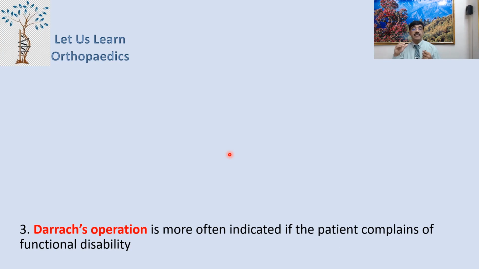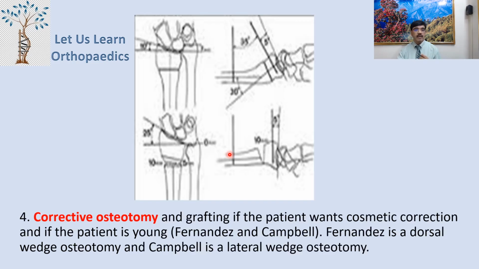Third option is Dirac operation. Now, Dirac operation is nothing but resecting the prominent ulnar head subperiosteally, keeping the periosteal sleeve intact. Now, this Dirac operation is more often indicated if the patient complains of functional disability. And the fourth option is corrective osteotomy and grafting if the patient wants cosmetic correction.